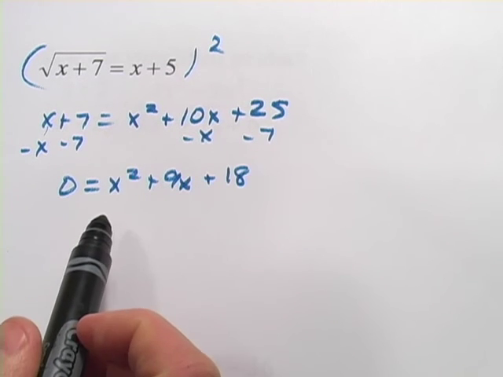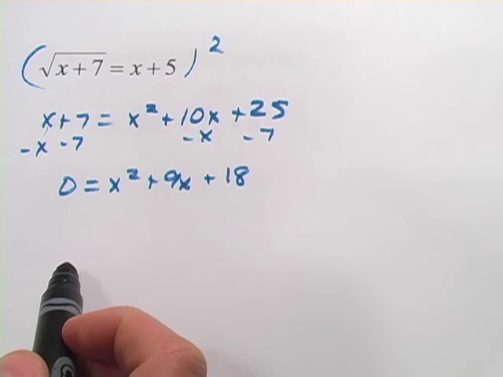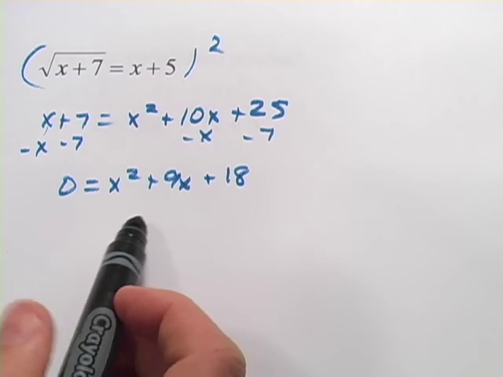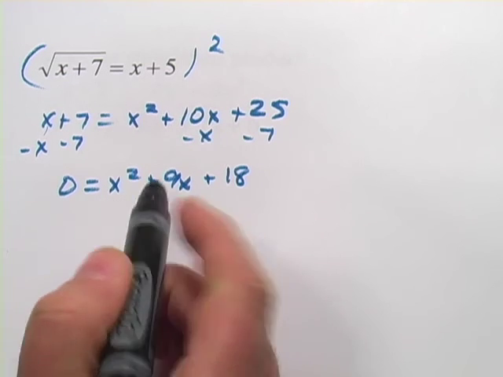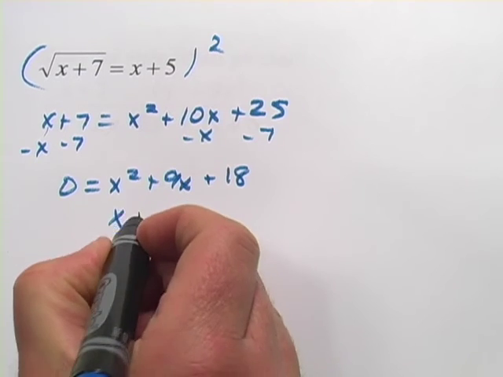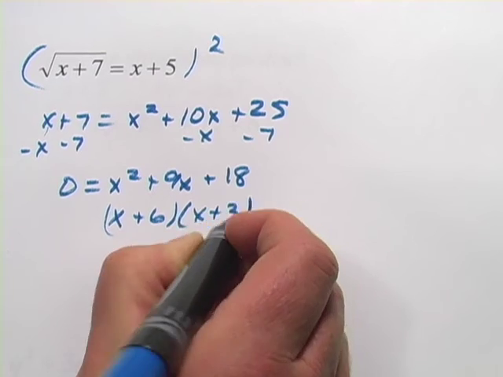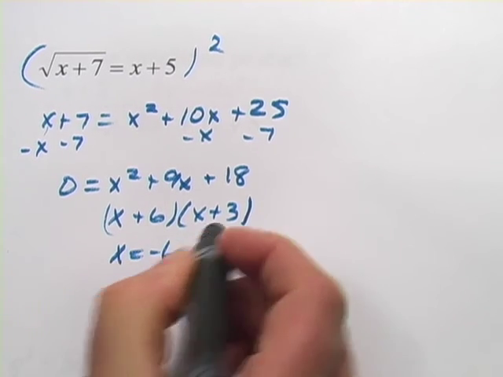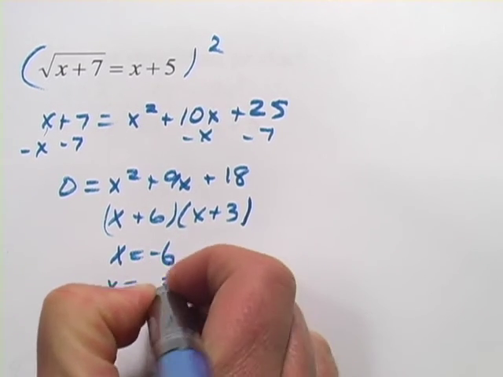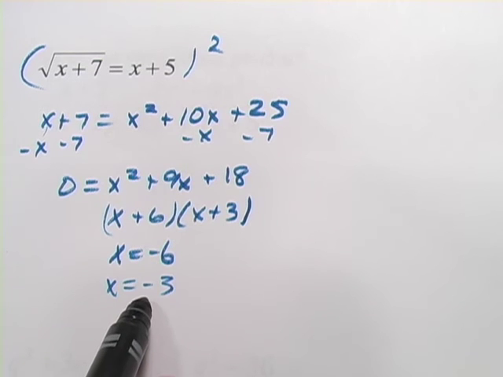So now we've actually ended up with a quadratic. So what we're going to want to do is see if we can factor this. And can we? So x plus 6 and x plus 3, that's pretty easy. So we get our answers of x equals negative 6 and x equals negative 3. We do want to plug those back in and see.